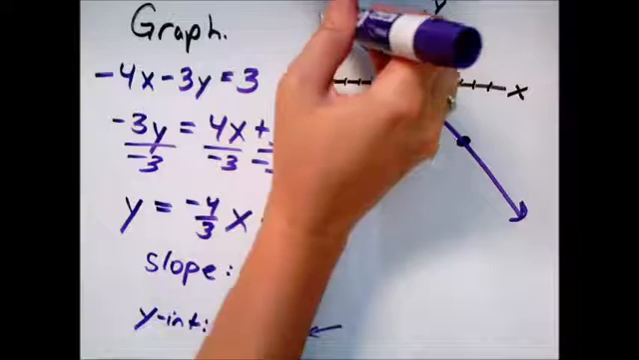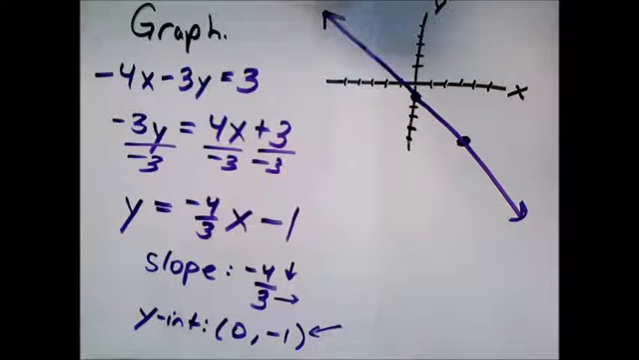So y equals mx plus b, once you're in that form, is a very fast way to graph because you have a point and you have directions to another point.